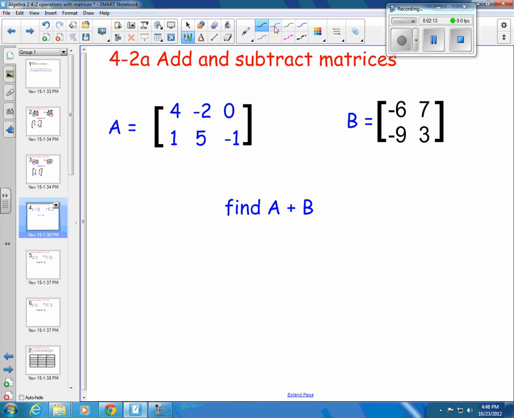Very first thing you should look at is, are they the same dimensions? This is 2 rows by 3 columns. This is 2 rows by 2 columns. You cannot add these. There is no solution. You just don't add them at this time.